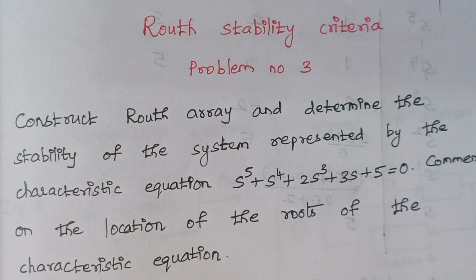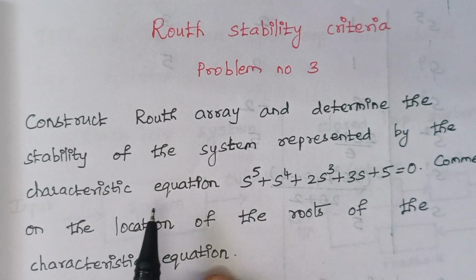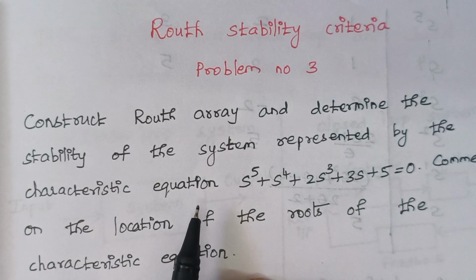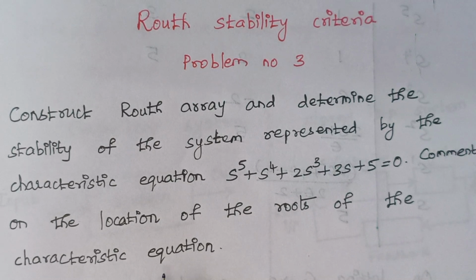Today we are going to solve problem number 3 under the category Routh stability criteria. The problem is: construct the Routh array and determine the stability of the system represented by the characteristic equation. Comment on the location of the roots of the characteristic equation.